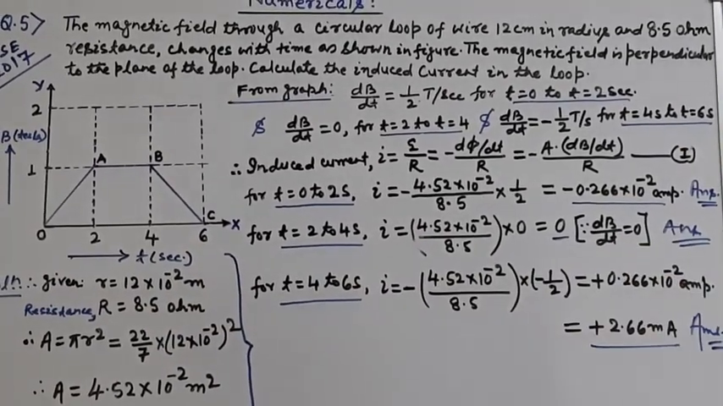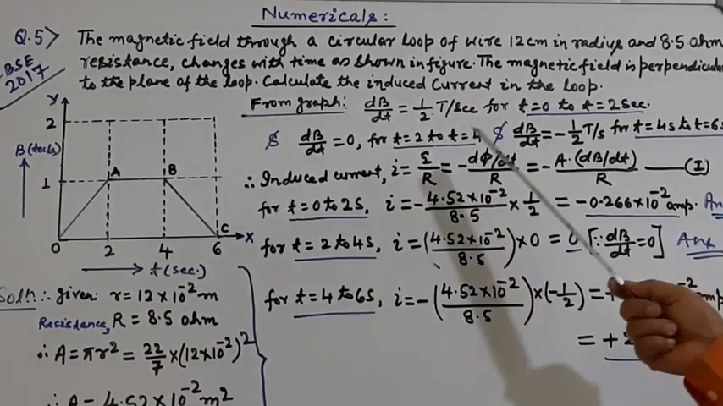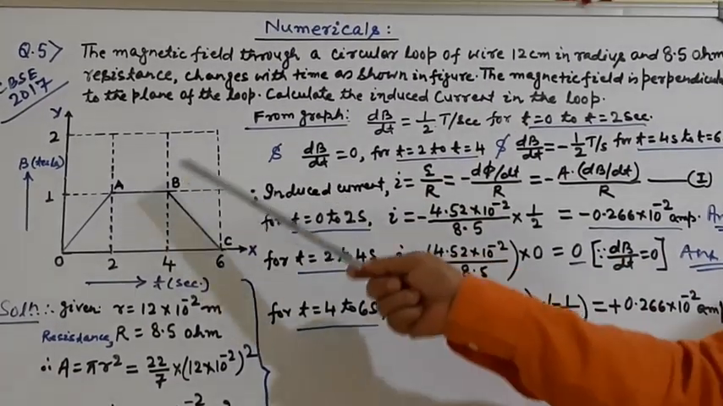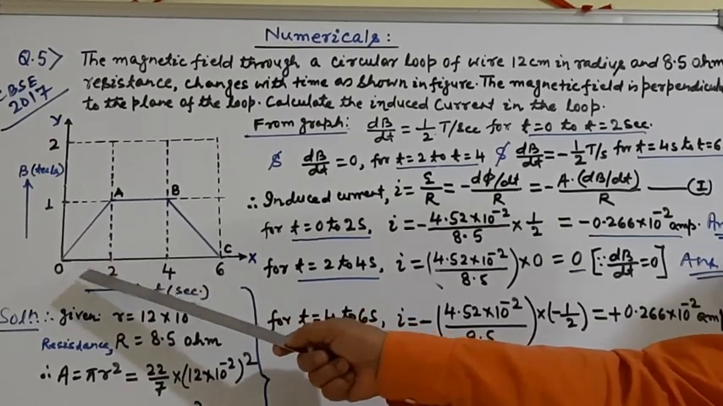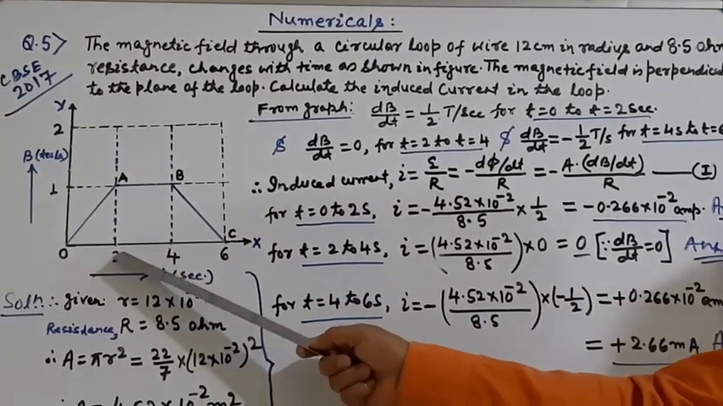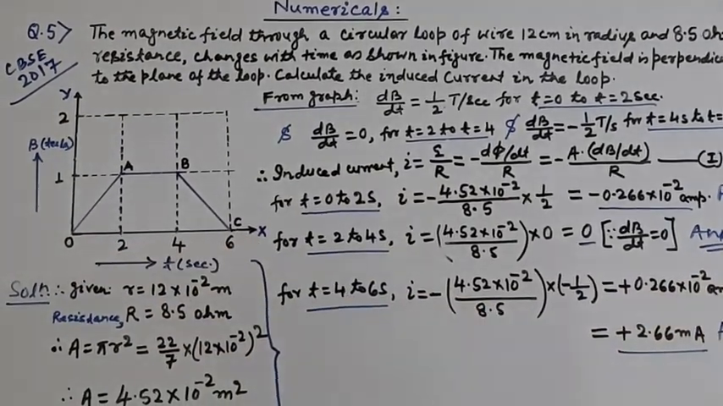So this way we have solved for the induced current with the help of this graph for all three portions: 0 to 2 seconds, 2 seconds to 4 seconds, 4 seconds to 6 seconds.